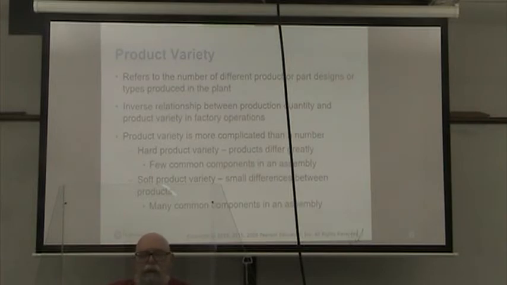So it's not just a number. If it's hard product variety, the products may be very different one from the other, and have few common components in an assembly. But soft product variety means only small differences between our products, they're going to have a lot of common components from one product to another.